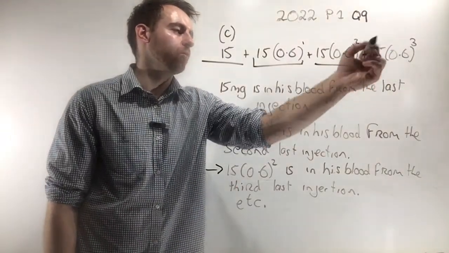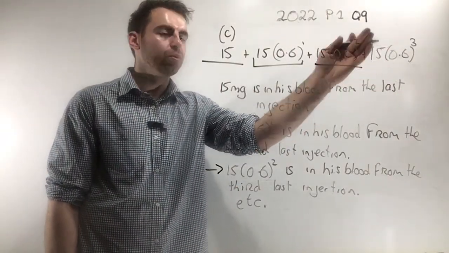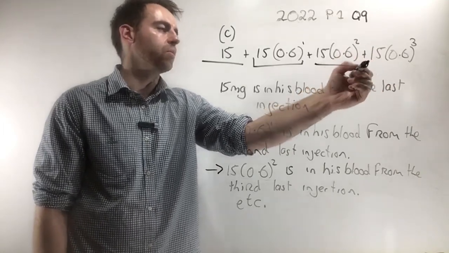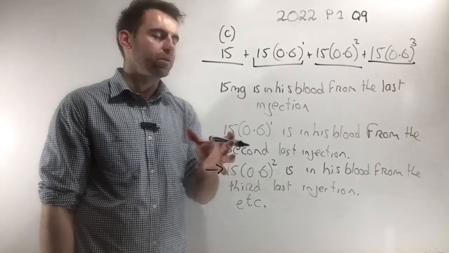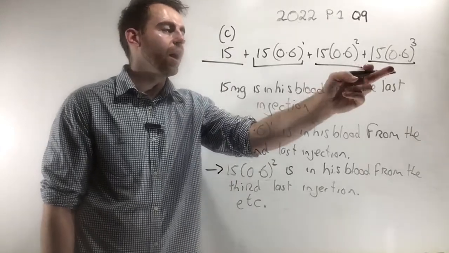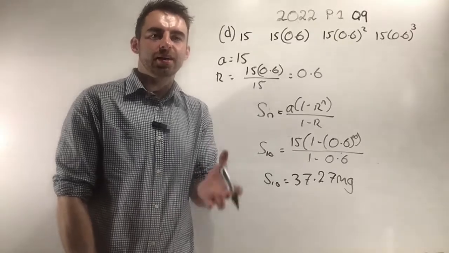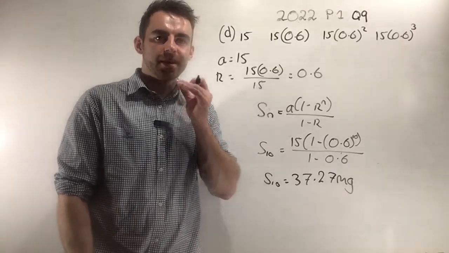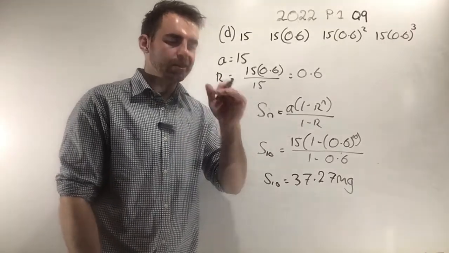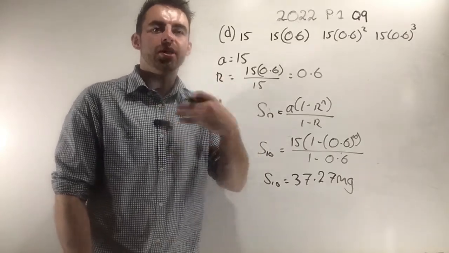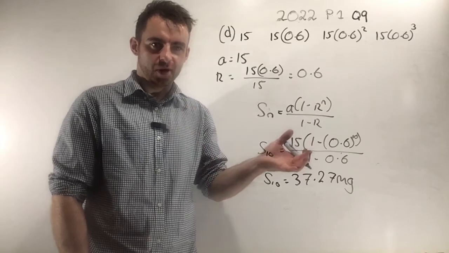And then the first injection was 72 hours ago. It was exactly 3 days ago. So this is the amount of the medicinal drug that's left in his blood from the dose that occurred 72 hours ago. So from part C, we can clearly see that the amount of drug in your blood increases with each dose. It doesn't stay the same, but it accumulates in your blood over a course of time.